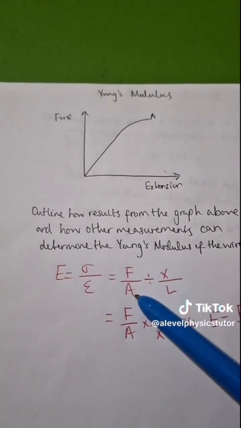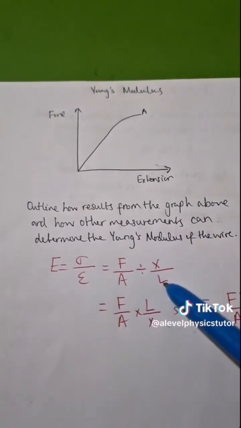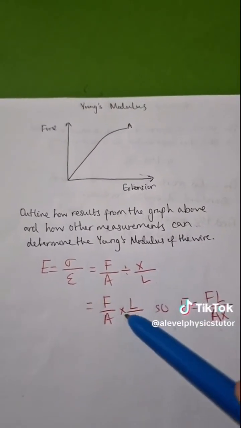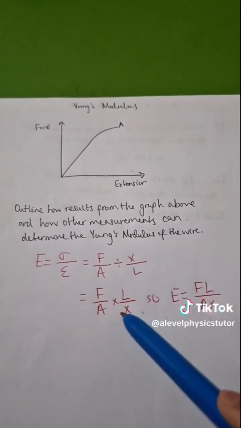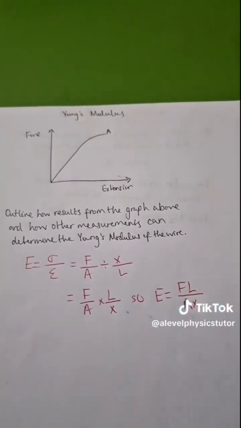Stress itself is force divided by area, and we're dividing it by strain, which is extension over length. Whenever you divide by a fraction, you're multiplying by the reciprocal of that second fraction, so you can swap it around, and then you can combine the numerators and denominators to get this sum here.